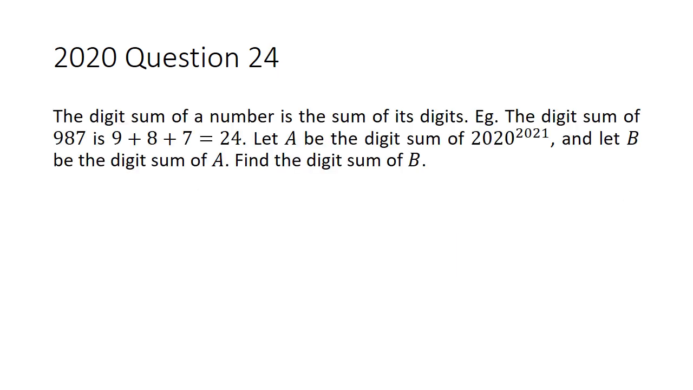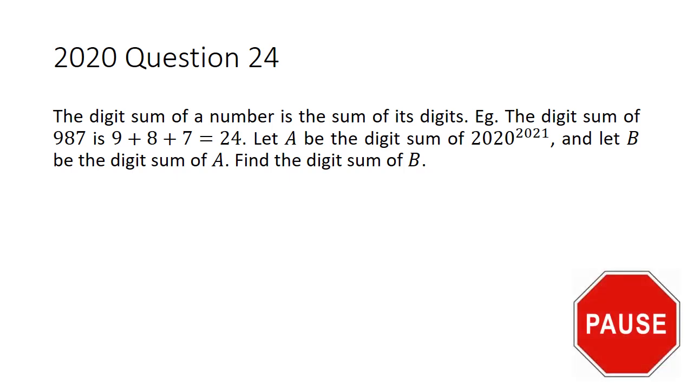Question 24. The digit sum of a number is the sum of its digits. For example, the digit sum of the number 987 will be the sum 9 plus 8 plus 7, which is 24. Let A be the digit sum of 2020 to the power of 2021, and let B be the digit sum of A. Find the digit sum of B. Pause the video here and give this question a good try.